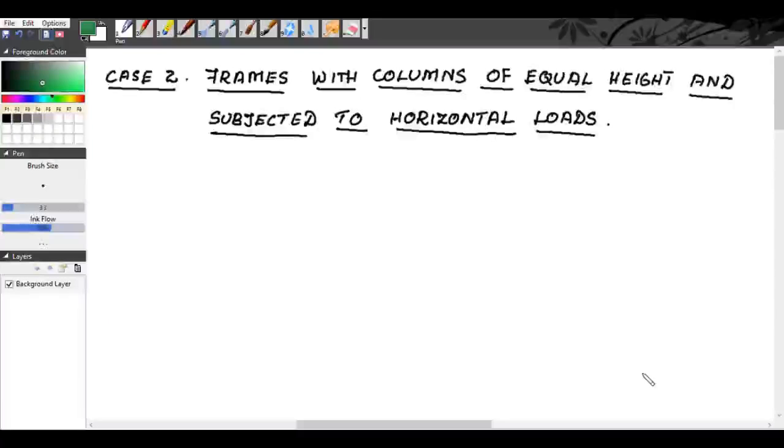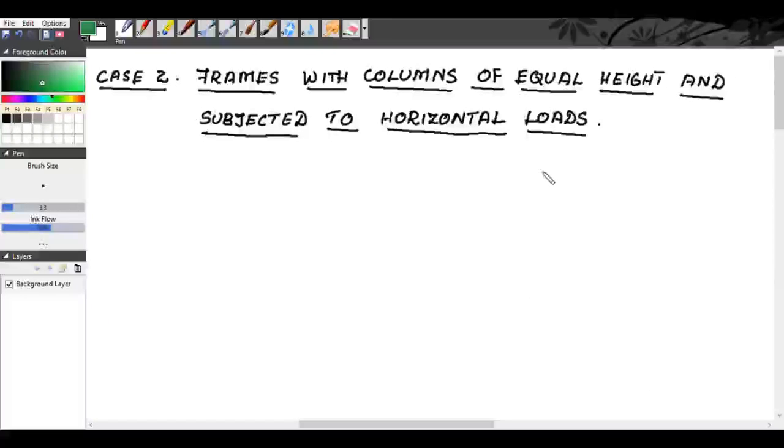So case 2 is frames with the columns of equal height and subjected to horizontal loads. So we will have frames of equal height and subjected to horizontal loads. So for this case, our displacement contribution.